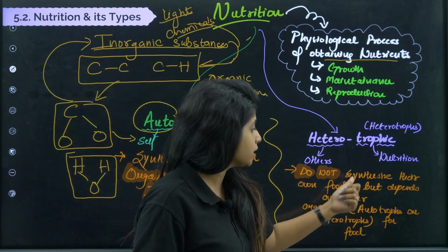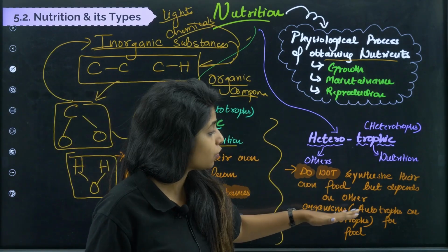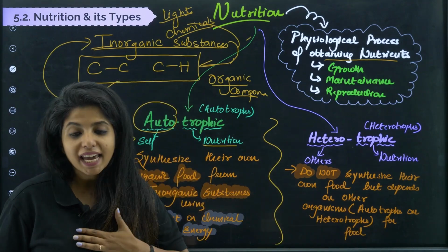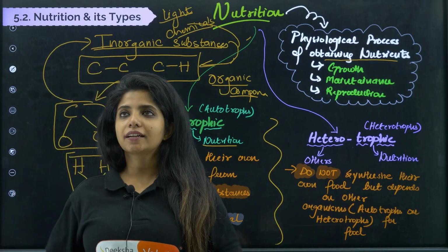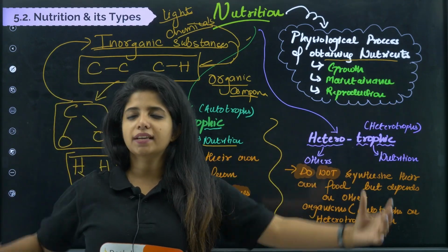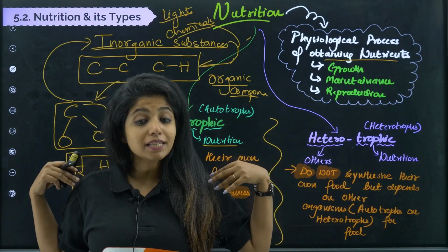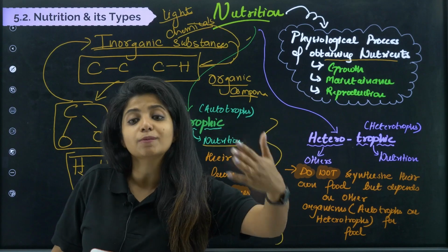Now they do not synthesize their own food, but what do they depend on? They depend on other organisms for food. For example, I say that I am a heterotroph. I cannot stand under the sun and say, okay, I'll take carbon dioxide, I'll take water and now I'll make glucose. No, children, I cannot make glucose. Instead, I depend on other organisms for glucose. That is my food. Other organisms are my food.